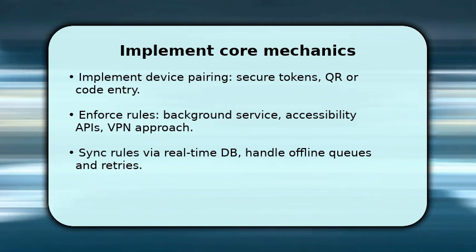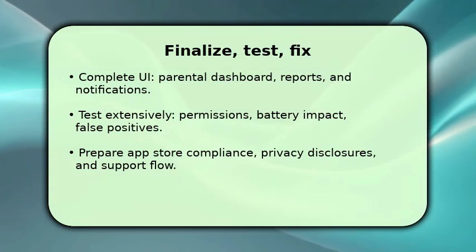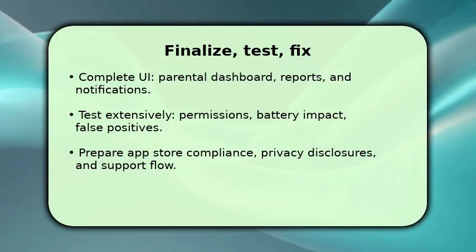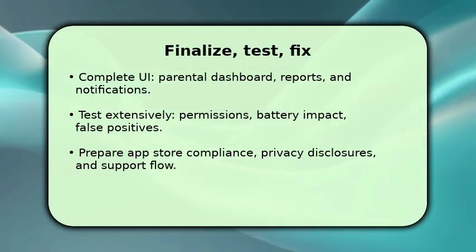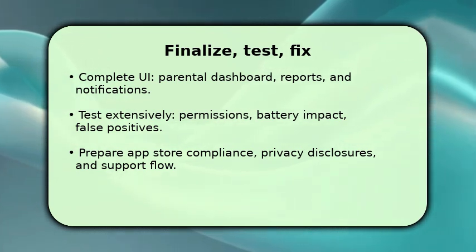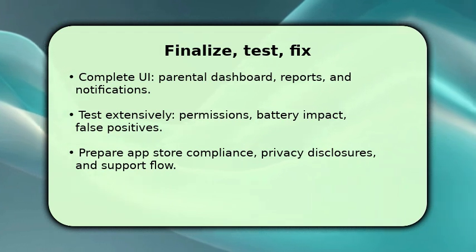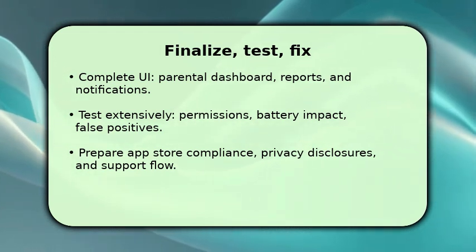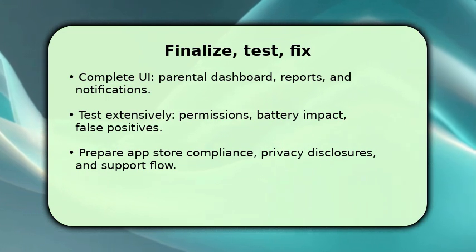Finish by polishing the parental dashboard, activity reports, and push notifications so parents can act quickly. Run systematic tests. Verify permission flows, measure battery impact, and validate that blocks don't cause false positives or app crashes. Once stable, prepare store listings, privacy disclosures, and an in-app consent workflow.